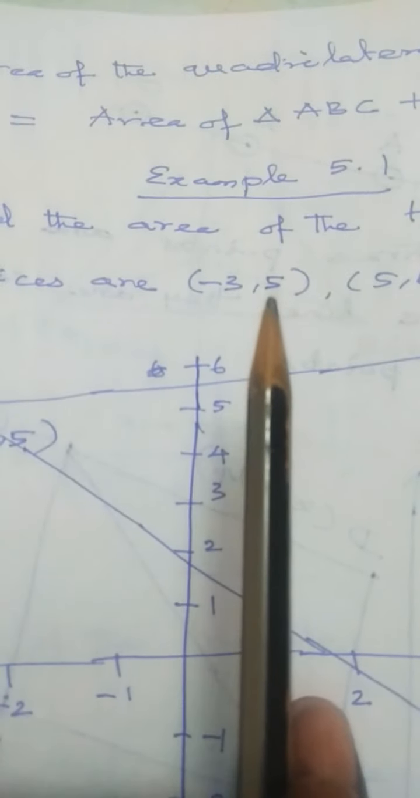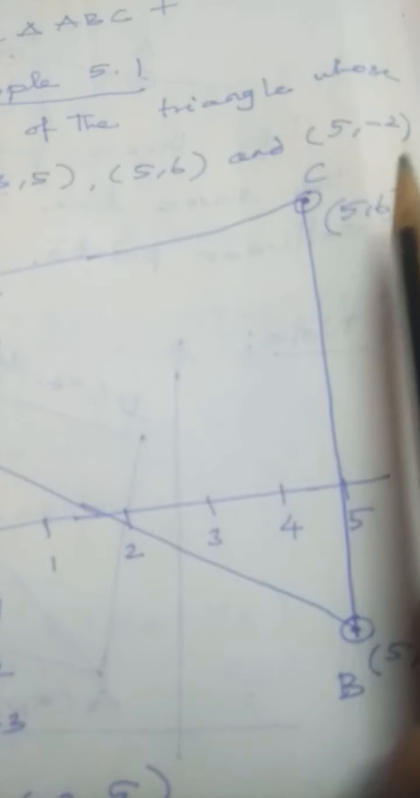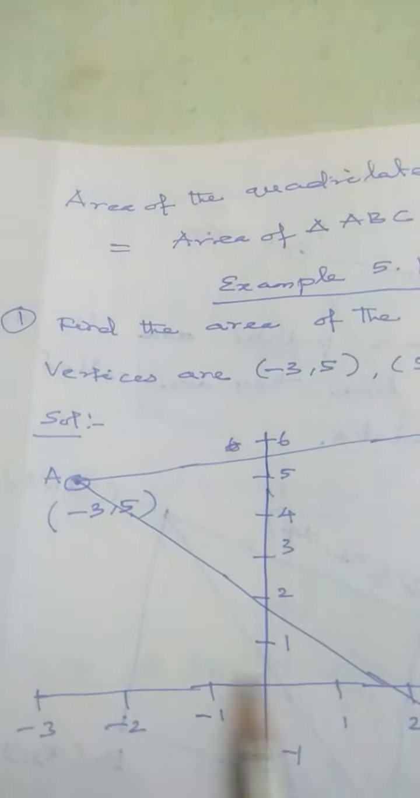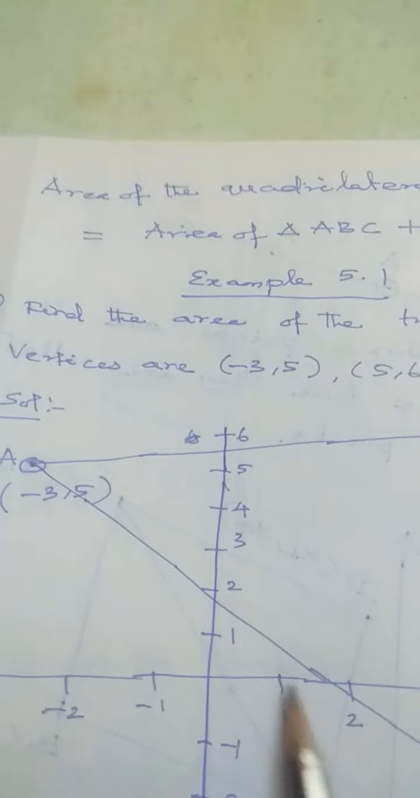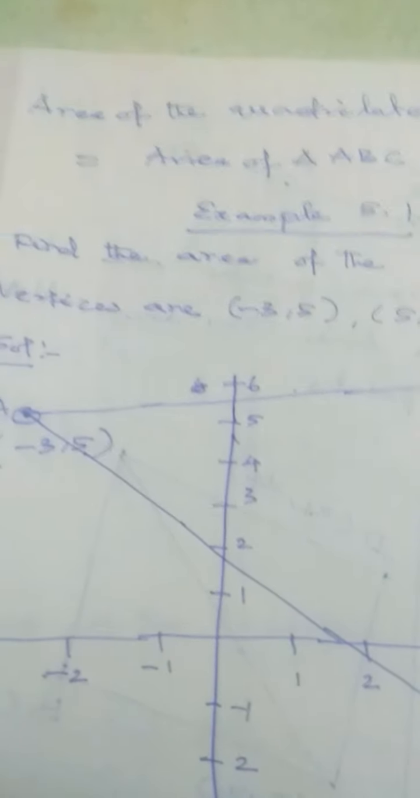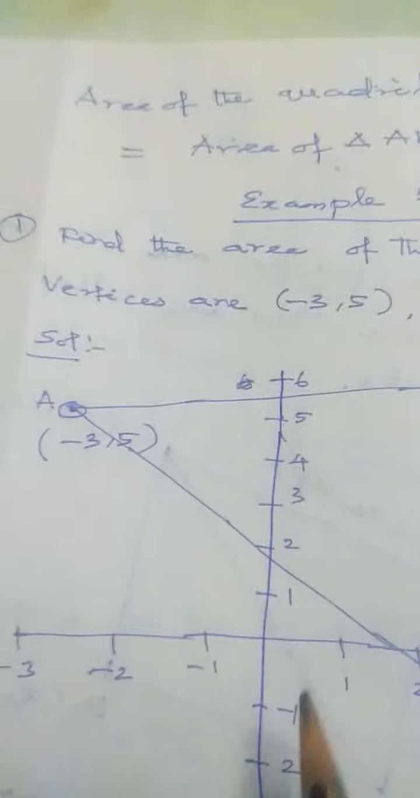Then exercise, we'll see exercise 5.1. Find the area of the triangle whose vertices are (minus 3, 8), (minus 5, 6), and (5, minus 2). So let us plot this in a rough graph. So this is 1, 2, 3, 4, 5. Here this is minus 1, minus 2, minus 3, and so on. Upper side is positive, continuous numbers 1, 2, 3 integers.